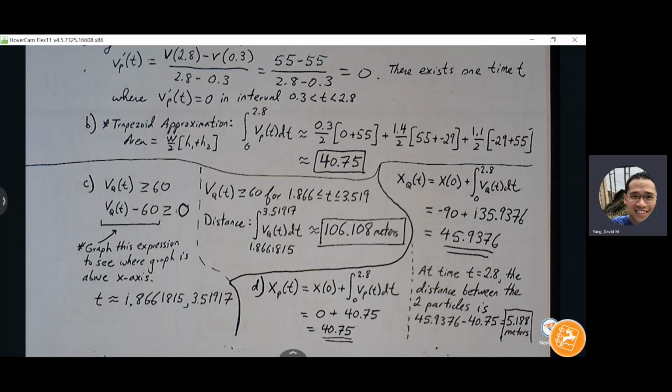So if I can take the integral, I can find the displacement. I can figure out how much distance I traveled in that time period when I'm traveling at 60 or more. So we do the definite integral from 1.8 to 3.5 of v of t. Make the calculator find that for us. So the distance traveled with those restrictions is 106.108 meters.